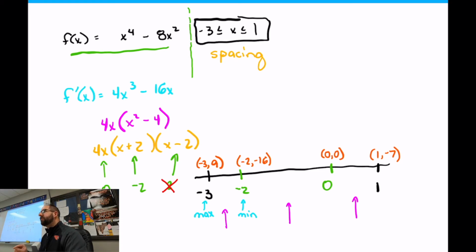But I'm going to the first derivative because I want to know what my slope's doing. I'm not looking at the original graph. I don't care about the original graph. I want to know what's happening between each of these numbers. Is it going up or down? That's what slope would tell me.